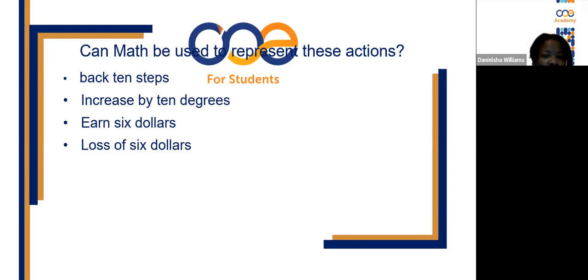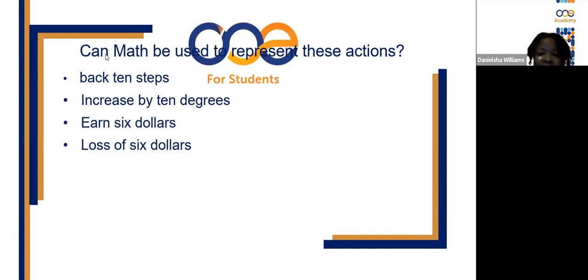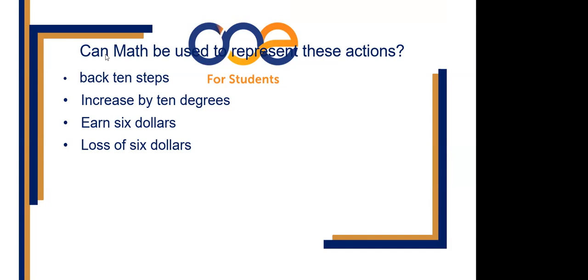Javine, do you have a response? Miss, can you repeat, please? How would you write going back 10 steps in terms of numbers? Miss, we can start from -1 to negative. Start from -1 back to -10.